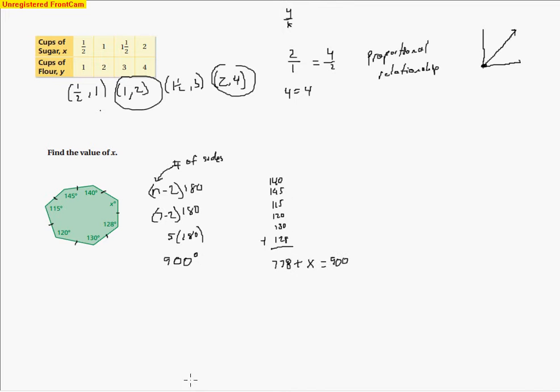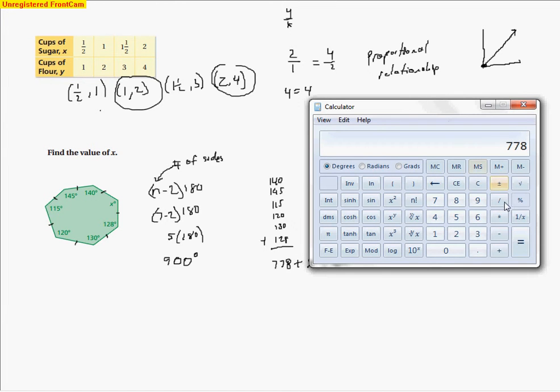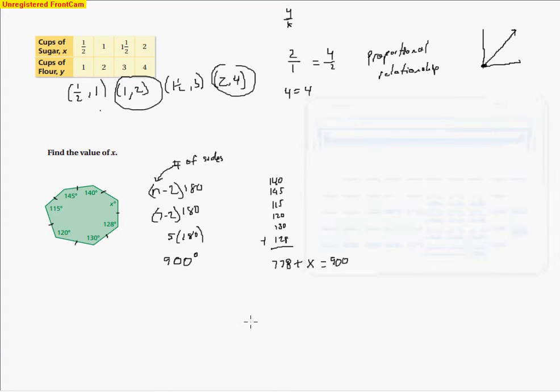So I need to subtract that number from 900. And it's going to give me a negative, but that's because I did the subtraction backwards. And so 122 degrees is what I end up getting when I do that subtraction. That would be what the value of x is.